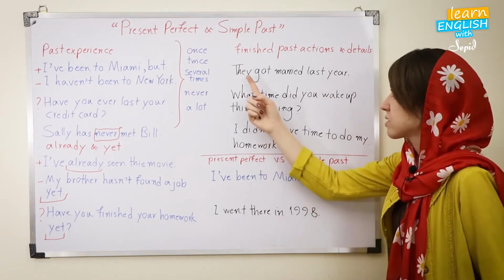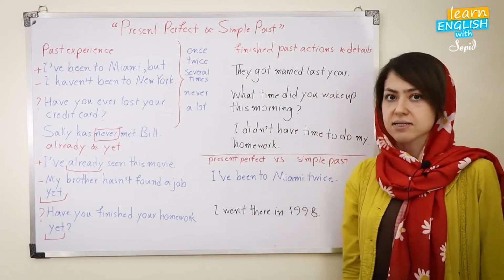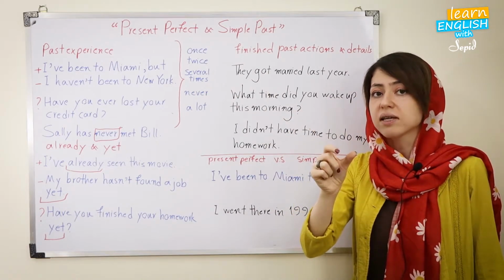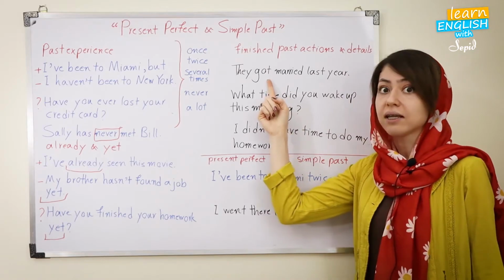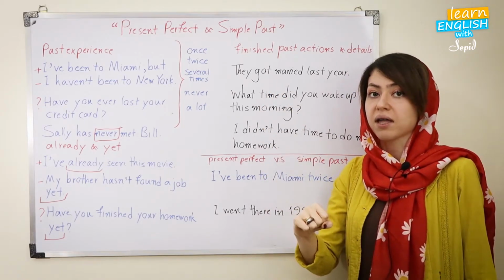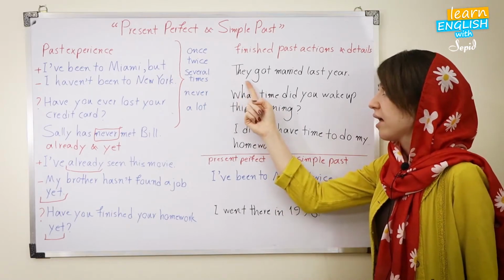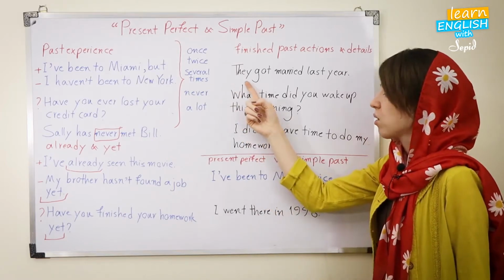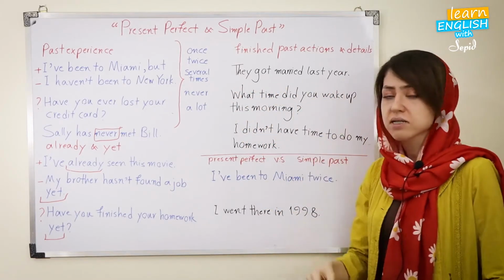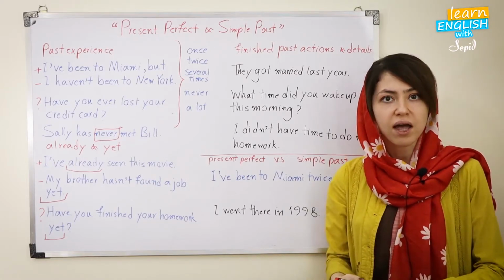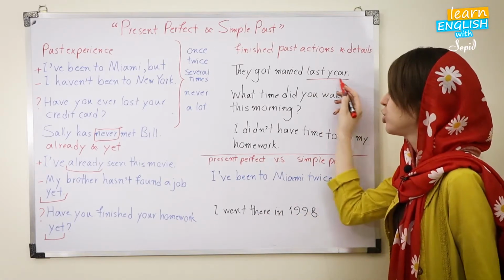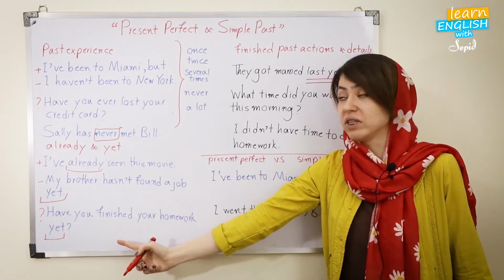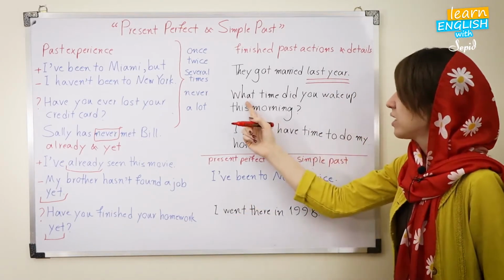Let's go to the sentences. They got married last year, okay? Get is the base form. Got is the past tense. So this is an irregular verb. Pay attention to that. Get, got. And you can find it in the list in the dictionaries, at the end of them actually. So, they got married last year. We have the time here, so we know when we should use simple past, but here we didn't mention time.